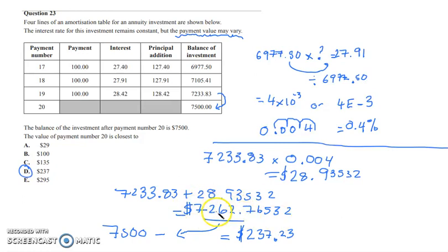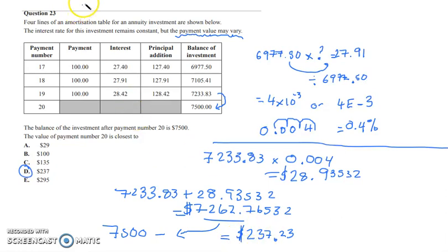Now that value is not quite yet the 7,500. The difference of these two values is what extra payment we make. So we take our 7,500, we minus the value we're up to, and it gave us the $237.